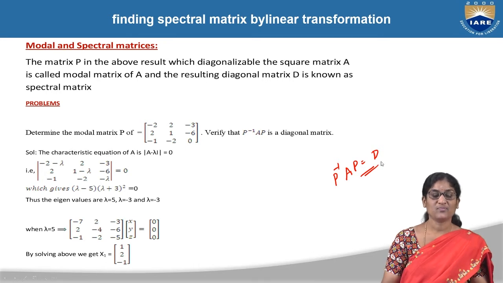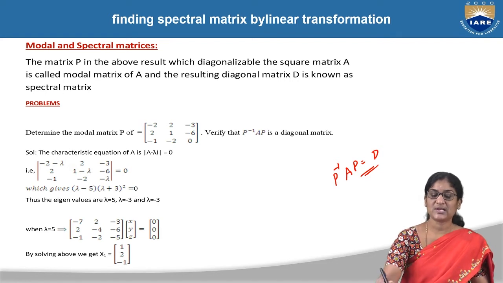Now, let us take one example. Determine the modal matrix P of the 3 by 3 matrix A, with the first row -2, 2, -3, second row 2, 1, -6, and third row -1, -2, 0. Verify that P inverse AP is a diagonal matrix.